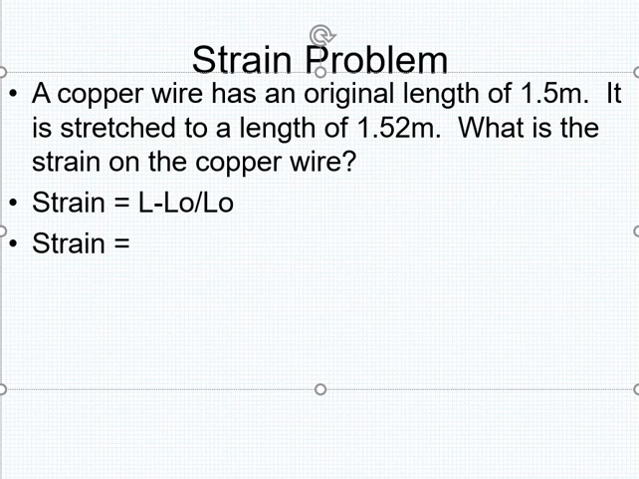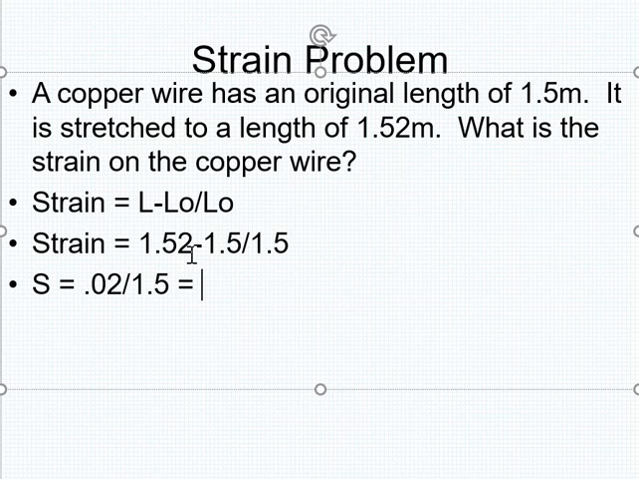All right, so what I've done here is I've gone ahead and put the equation here. L, the new length, is 1.52. There we go: 1.52 minus 1.5 divided by the original length of 1.5. Well, that gives us, I'm just going to put S here for strain, 0.02 divided by 1.5. Well, that's going to give us an answer of 0.013.